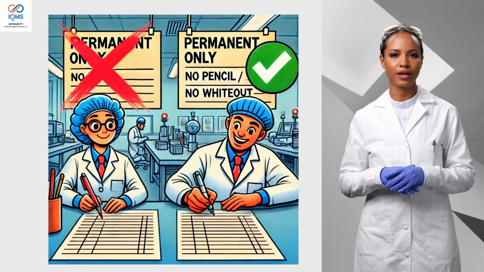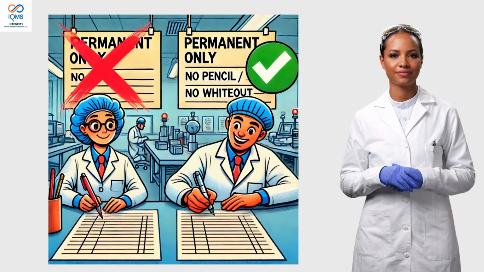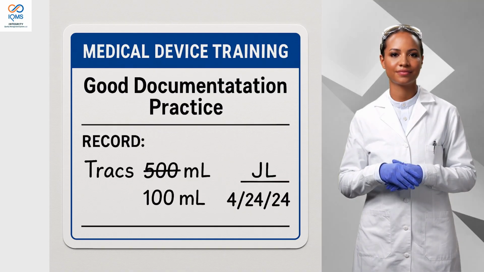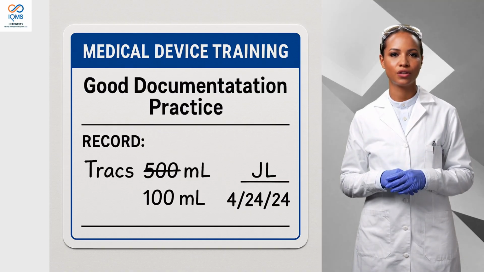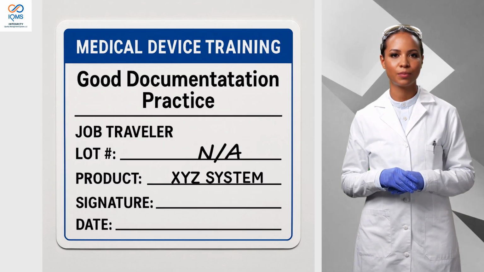Good documentation practices, or short GDP. Records must be written in permanent ink. Use of pencil, erasable ink, or whiteout is not permitted. If a correction is required, draw a single line through the error, write the correct entry, and initial and date the change. Blank spaces must be crossed out or marked as NA to prevent later additions.